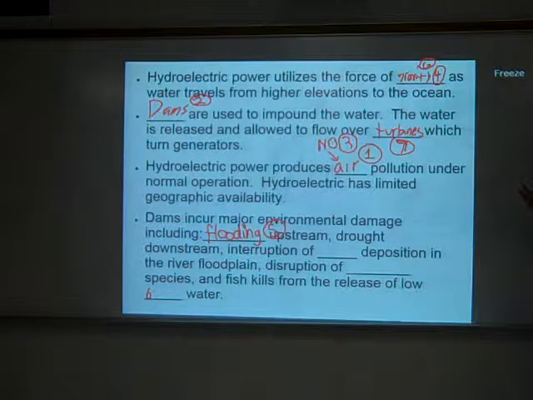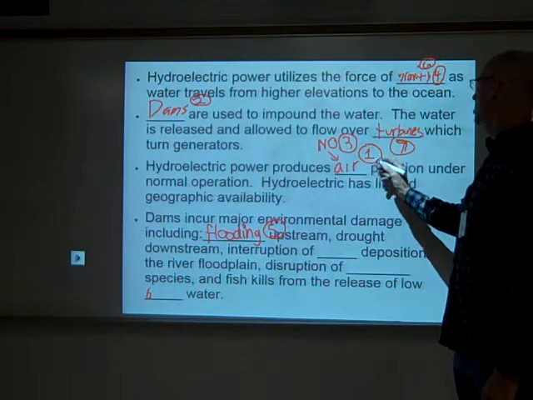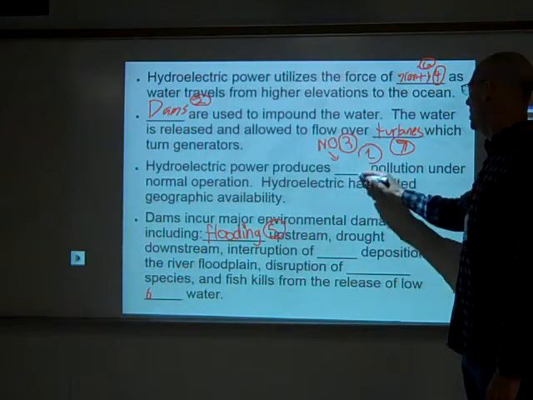Very good as far as pollution goes. No pollution produced by that. No, you're not burning anything. You don't have any toxic substances you have to worry about, like with nuclear energy. So those are the good environmental sides of it.